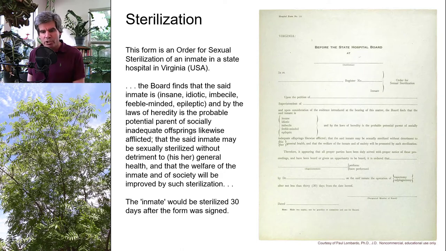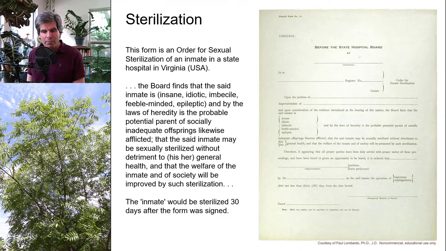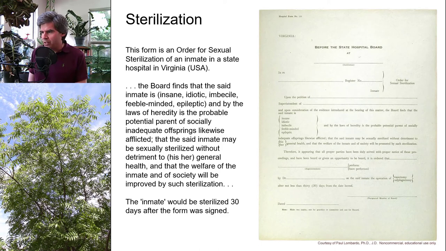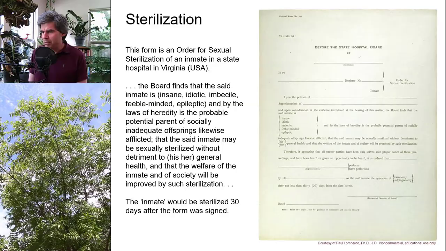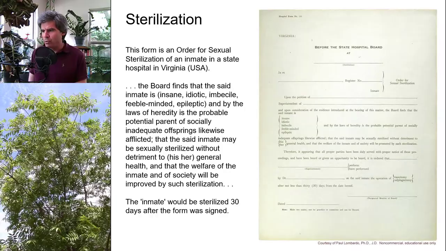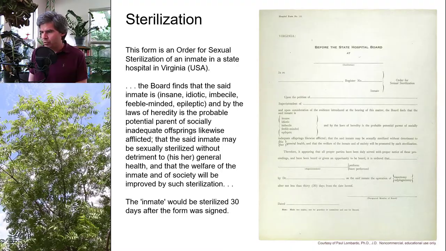Here on the screen is an example of a form that was used to order an involuntary sterilization. So it says, the board finds that the said inmate, and then the person filling out the form is supposed to circle one of these options: insane, idiotic, imbecile, feeble-minded, or epileptic. And by the laws of heredity, is the probable potential parent of socially inadequate offsprings likewise afflicted, that the said inmate may be sexually sterilized without determinant to his general health, and that the welfare of the inmate and society will be improved by such sterilization.